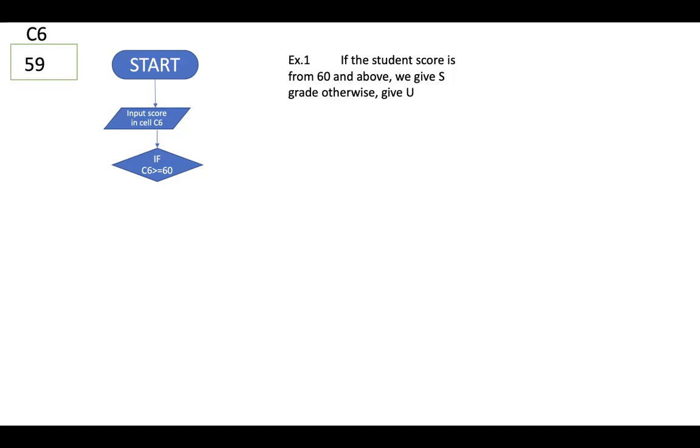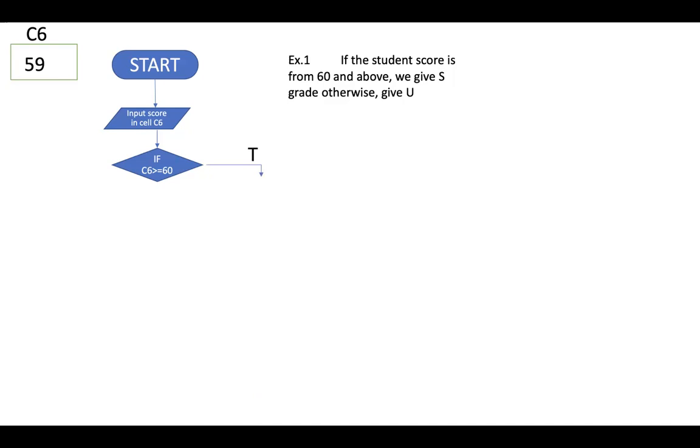Sometimes you might see that some people write this kind of if function wrongly because of the interpretation of the problem. In this case, we know it's from 60 and above, so that means it is greater than or equal to 60. Then we branch out two branches from the diamond shape. You may branch right and bottom, or right and left, or left and bottom, up to you, but anyway we have to branch out two branches, one for true, the other one for false.